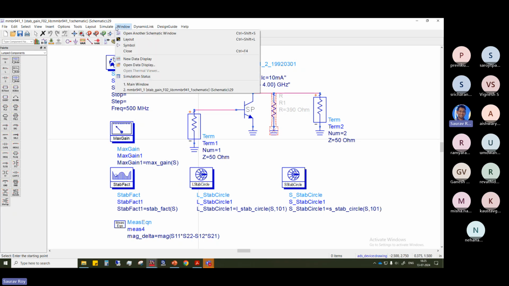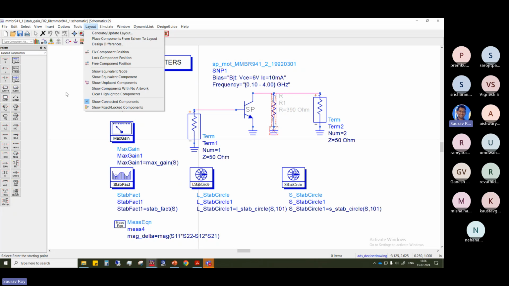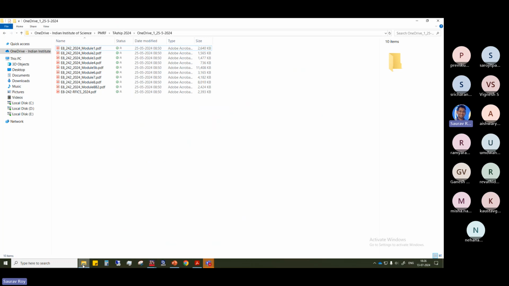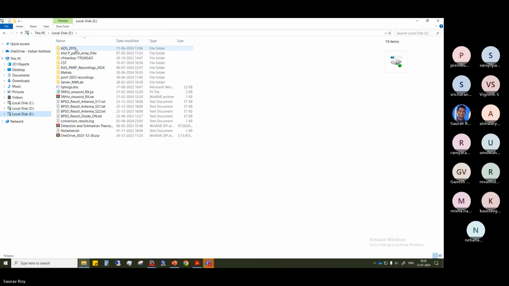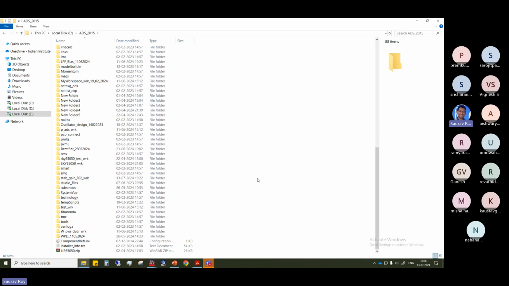Anyway, I guess not finding it here, but it will be here somewhere. So I'll just show you from my folder itself where it is. Okay, so this is the ADS file, where my ADS is installed. So somehow you can go inside this. Okay, from there you can access this folder.